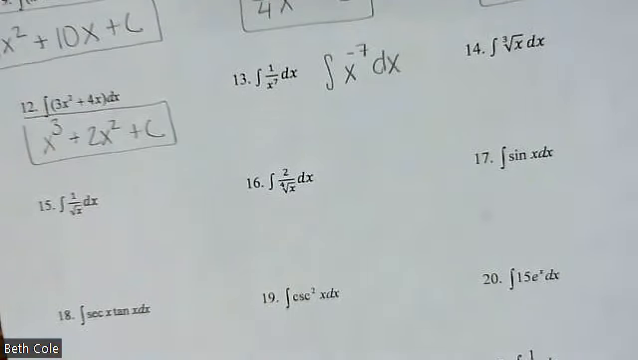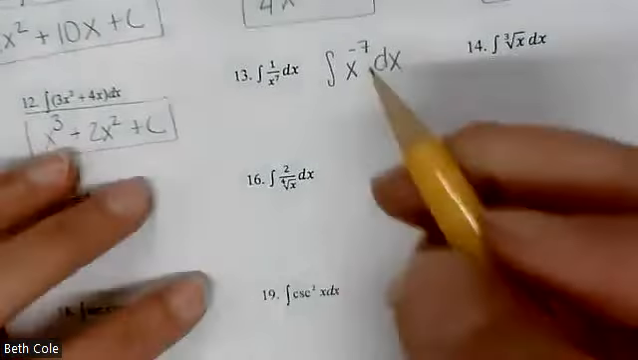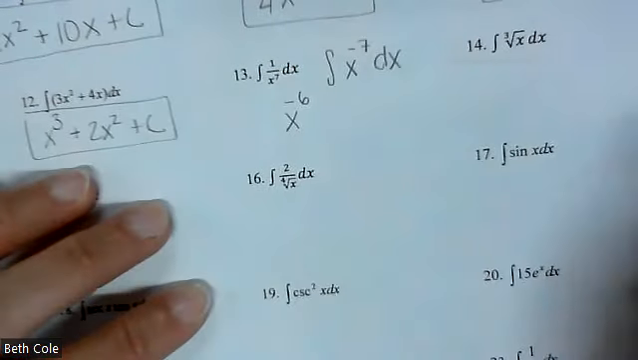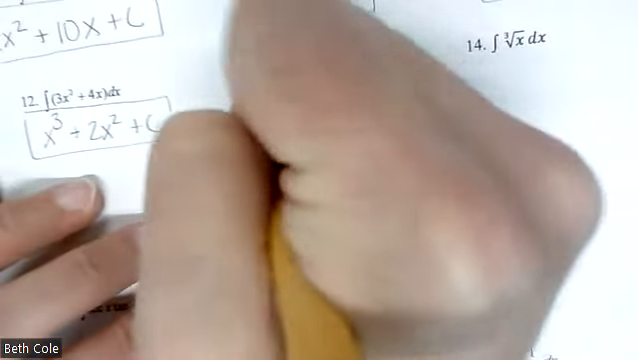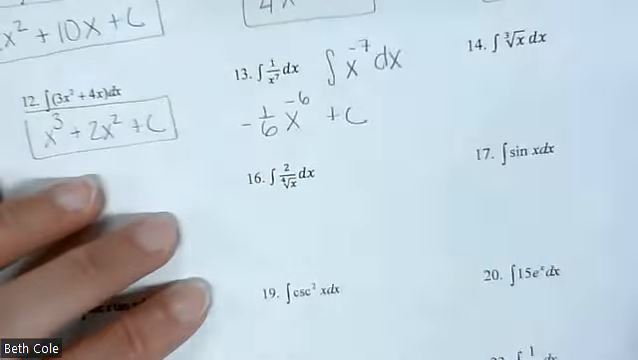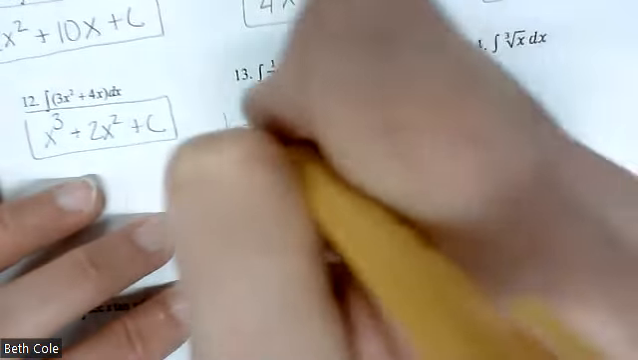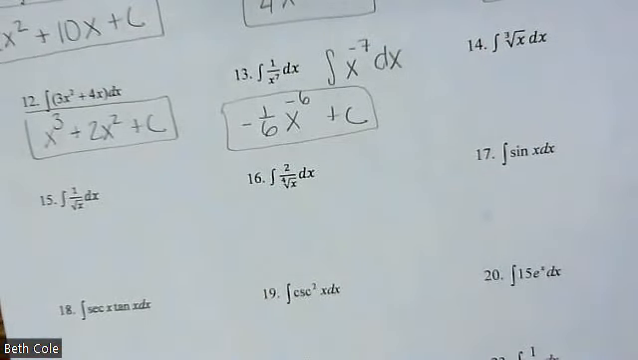Now you still want to add 1 to the power. When you add to a negative number, it makes it less negative. So this would be x to the what? -6. And so out front, you would need a -1/6. When you add to a negative number, it becomes less negative.